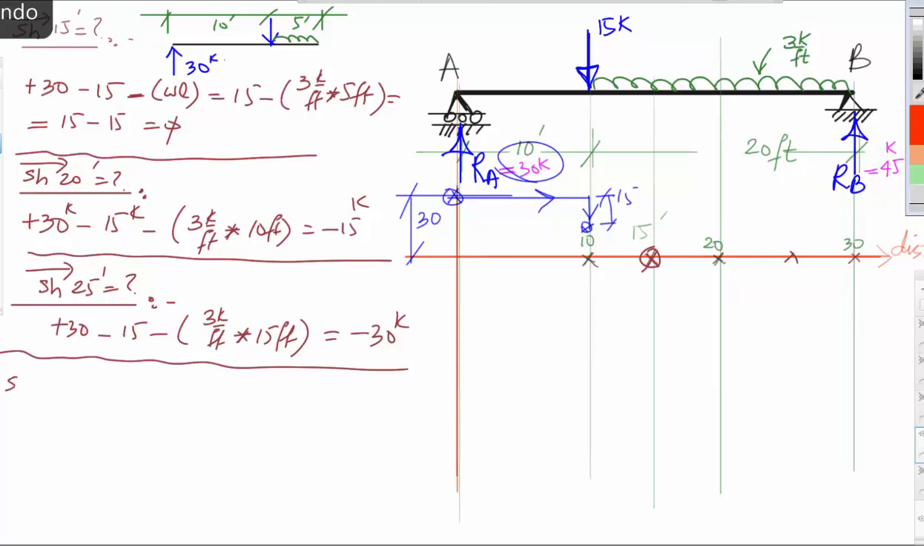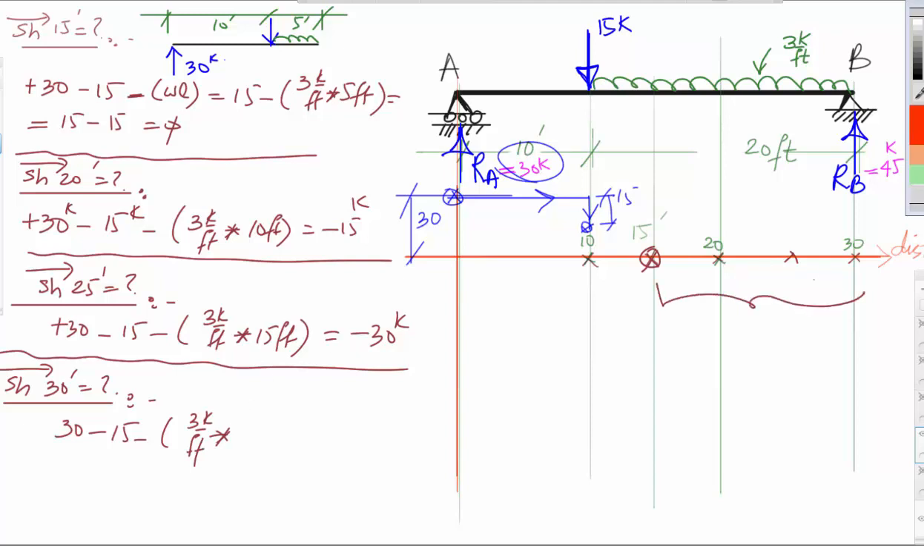So let's see. So shear from left at a distance of 30 feet is equal to how much? Same equation, it is 30 minus 15 minus 3 kip per foot multiplied by, now this time this distance from here to here is equal to 20 feet is equal to, so I get here minus 45 kips, which is correct.